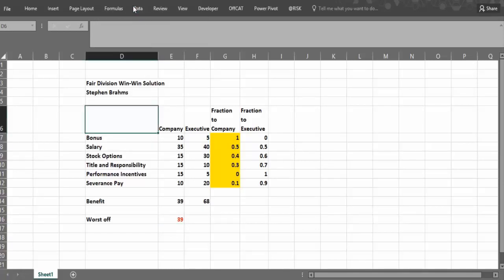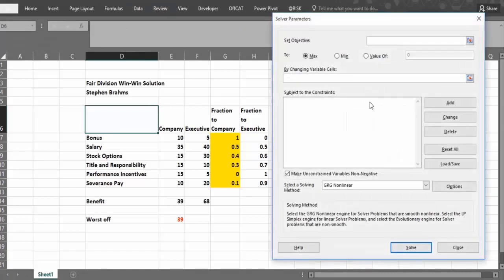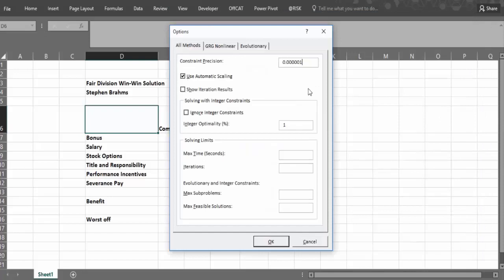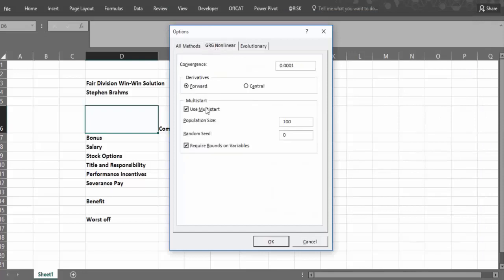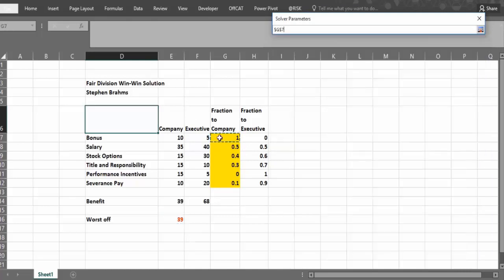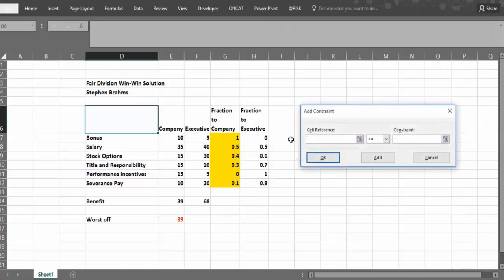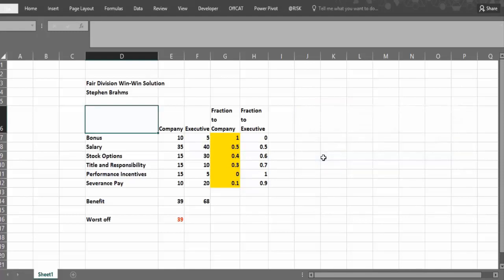Now, the regular Solver is nonlinear because of that min, and the regular Solver does have trouble. I'll spare you the details, but in Options, I've checked the Multistart box because that seems to be necessary to get the proper answer to the problem. I want to maximize that minimum benefit, which makes it nonlinear. I want to change the fraction of each asset that goes to the company, and those have to be less than or equal to 1. You can't give more than 100%. And I've checked the non-negative box, and that should do it.